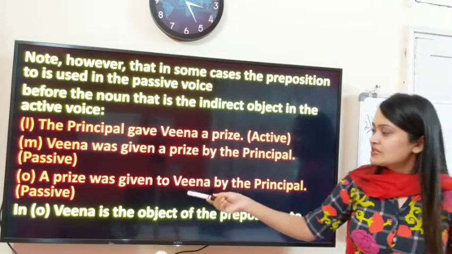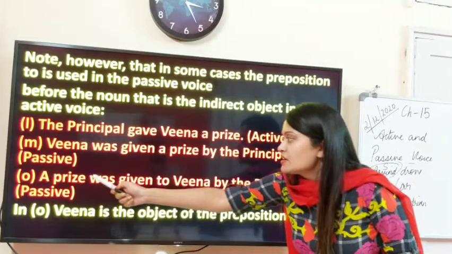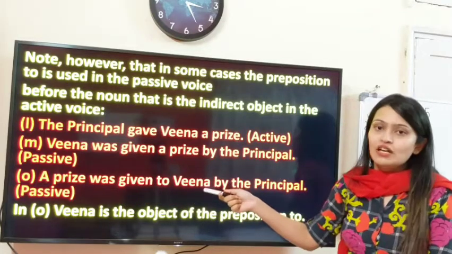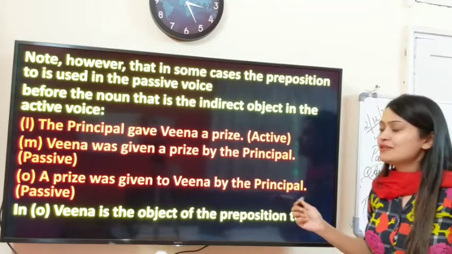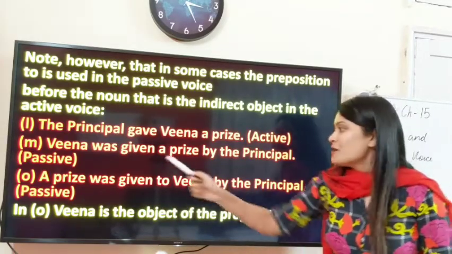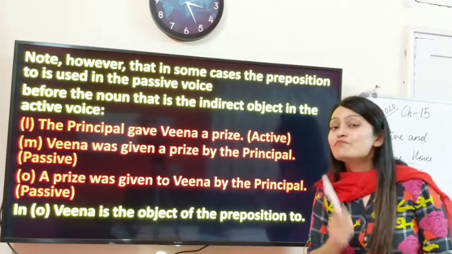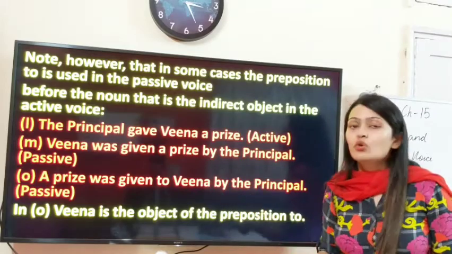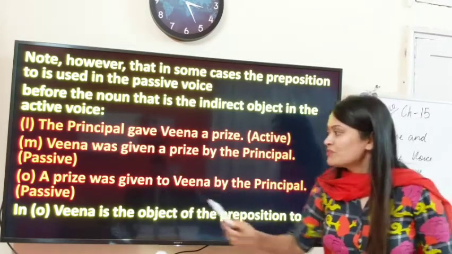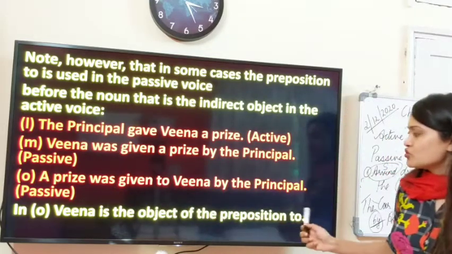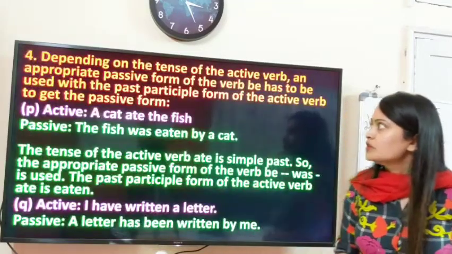So when we are writing this way, children, when we've taken prize, the object, over there, then we have to put to before the noun. We have to put to before Veena. We cannot say a prize was given Veena by the principal. That will be wrong. A prize was given to Veena by the principal. You have to put the preposition before the noun when you are changing and taking one of the objects in front. Okay, children? Veena is the object of the preposition to. So, Veena will become the object of the preposition to.